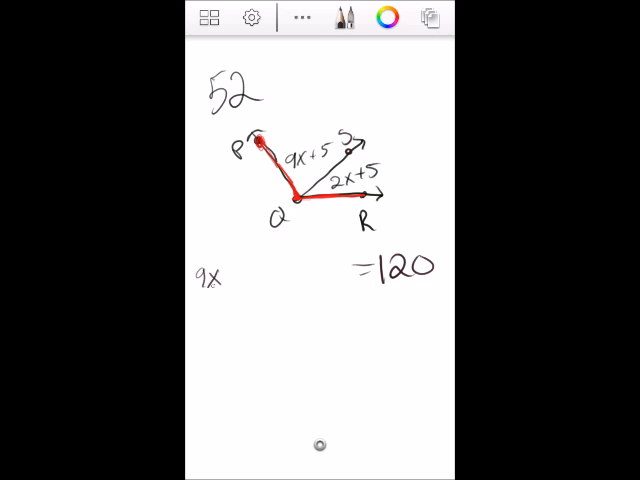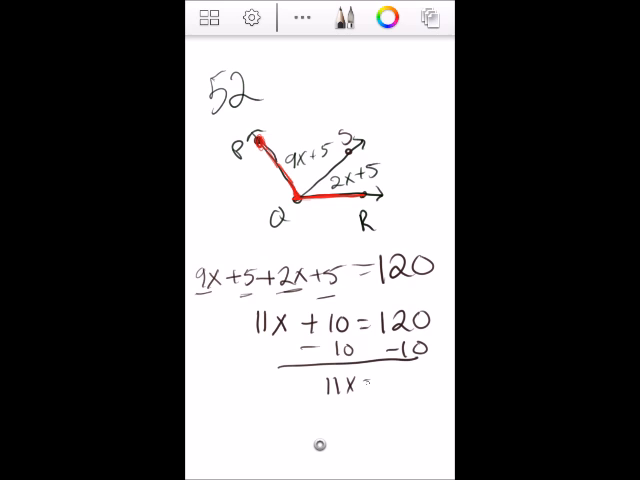So we get 9x plus 5 plus 2x plus 5 equals the whole thing, which is 120. So we'll combine this 9x and this 2x and get 11x. And we'll combine this positive 5 and this positive 5 and get positive 10. And it still equals 120. We'll subtract 10 from the left side, subtract 10 from the right side, and I get 11x equals 110, which is beautiful, because when I divide by 11, I'm just going to get x equals 10.